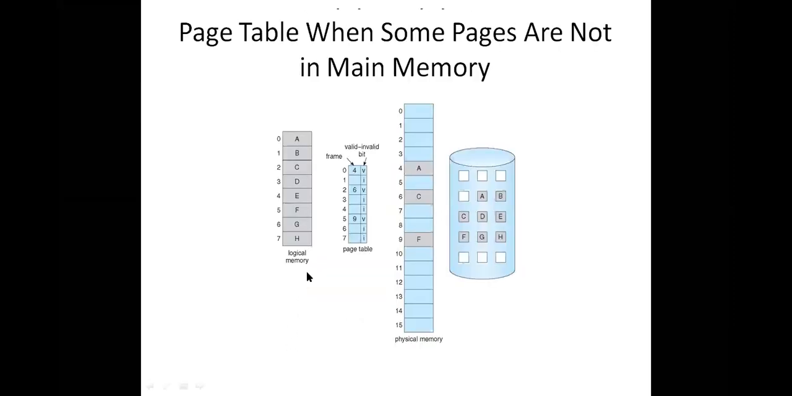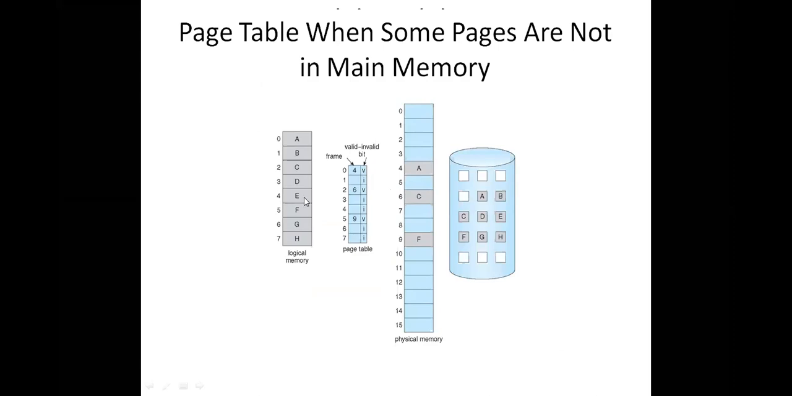Likewise, if the pages are in the main memory, it will be indicated by V. If they are not available in the main memory, it is indicated by I. For example, page number 1, B. B is not in the main memory, so it is I, indicated by invalid.